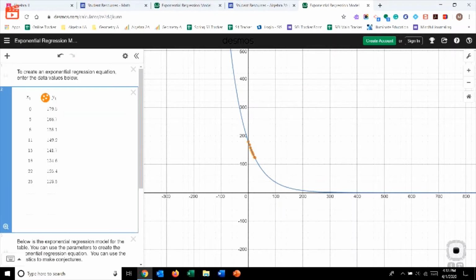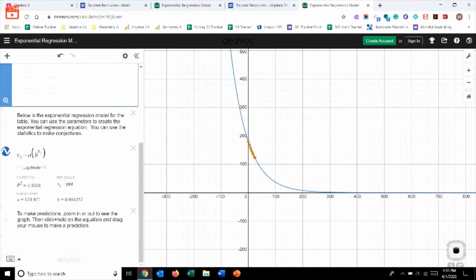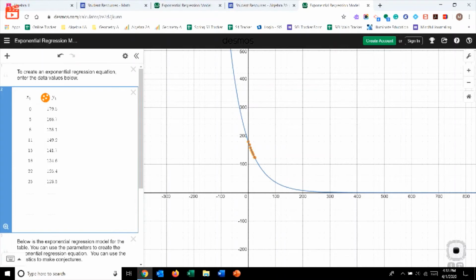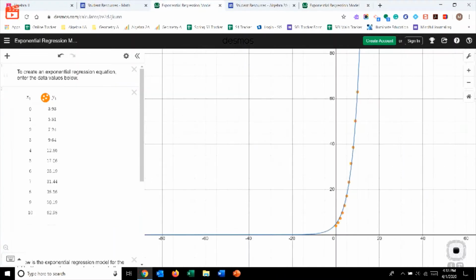And then we could also see the parameters. So we could also see what A is, and we could also see what B is. But this is not the problem that we have. So remember that the problem that we have, we had different values, and I actually took the time to plot those values on a separate window. So from 0 to 10, and then we have 3.93 all the way up to 62.98.